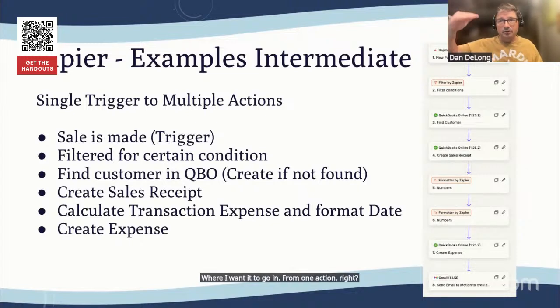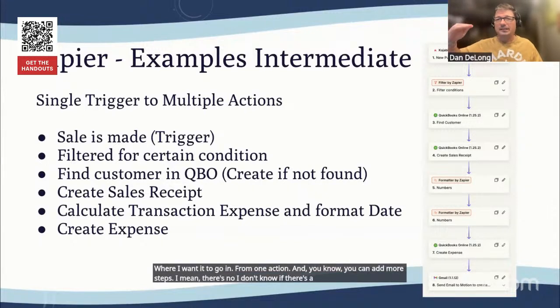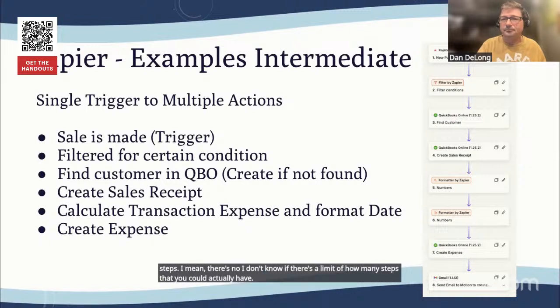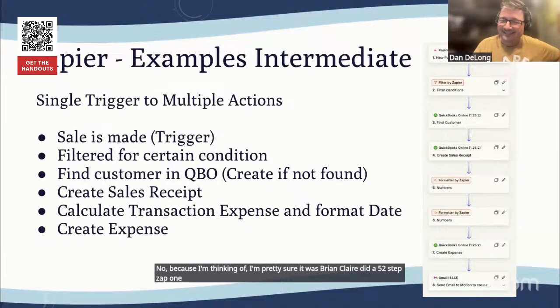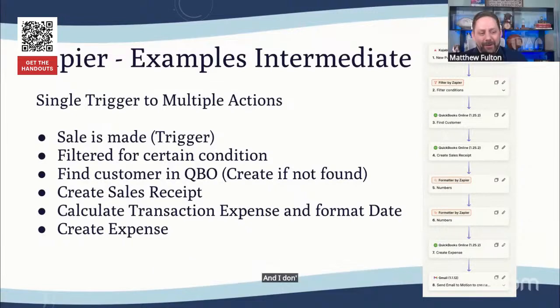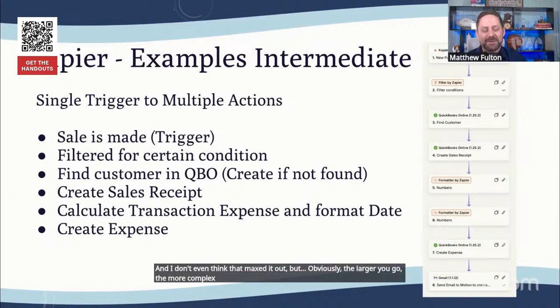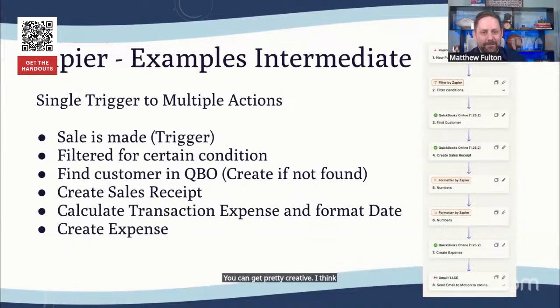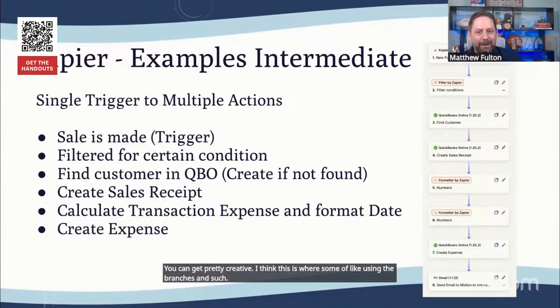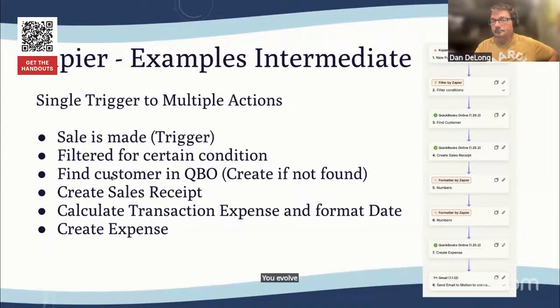And you can add more steps. I don't know if there's a limit of how many steps you could actually have. Do you know, Matt? No, because I'm pretty sure Brian Clare did a 52-step Zap one time, and I don't even think that maxed it out. But obviously the larger you go, the more complex it's going to be, and the more management that's involved. You can get pretty creative. Some of using the branches and such, you evolve into the advanced class for sure.